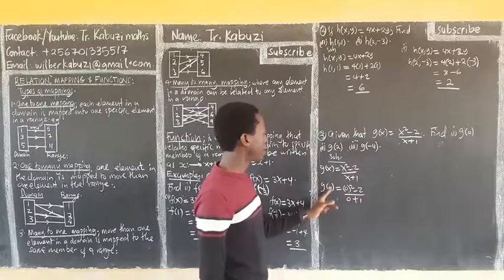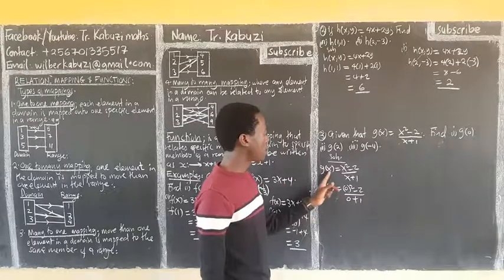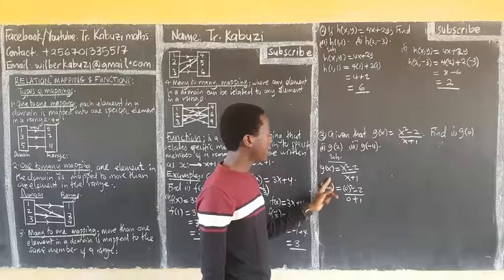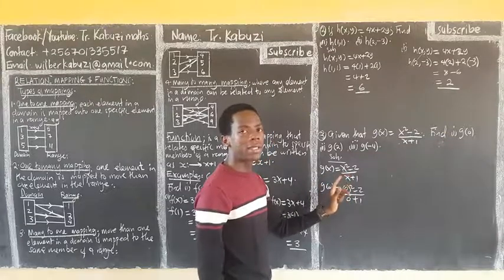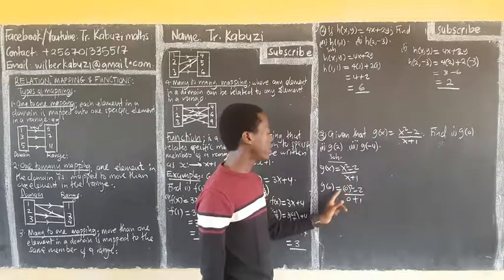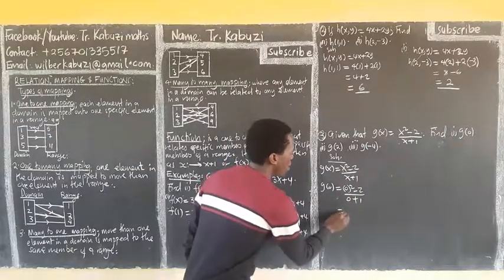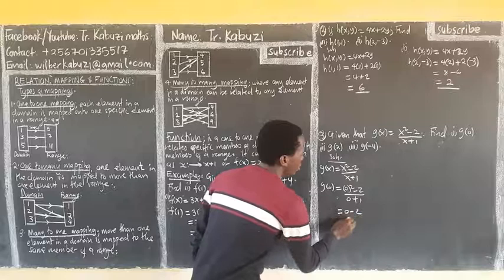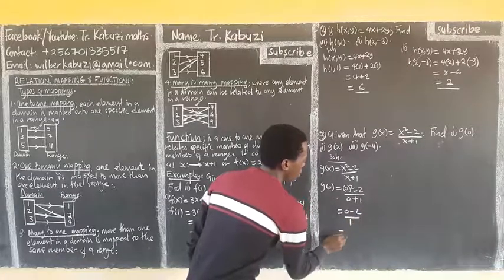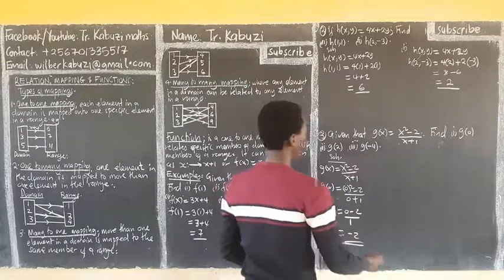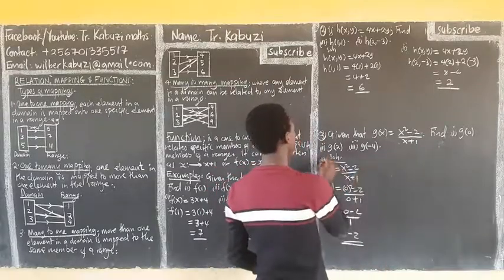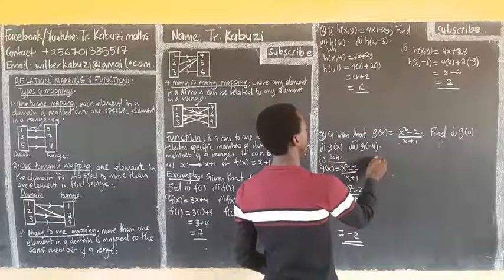Where there is x, I'm putting 0. You see x, the element here, x is 0. So where there is x, you put a 0. You leave the others, don't mind about the others, just leave them in your solution the way they are. Where there is x, I put 0. So this will be 0 minus 2 over 1, which will be -2. As simple as that.